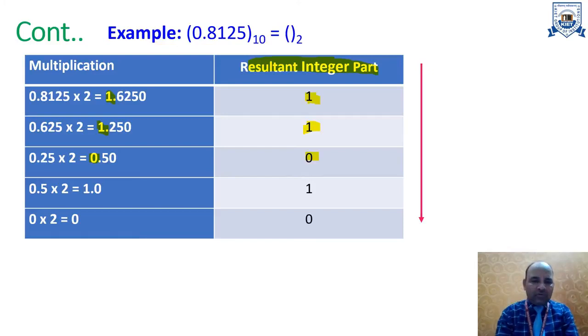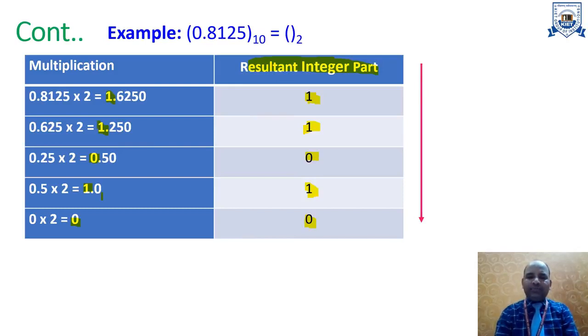Moving down the table, we take the fractional part of this multiplication, which is 0.5. It gets multiplied by 2 again, and the multiplication gives 1.0. Again we take the integer part, which is 1, and move down the table. Now it is 0.0, which is multiplied by 2, and the final result is 0. So the integer part of this computation is 0. Now, dear friends, we are almost ready with our desired result.